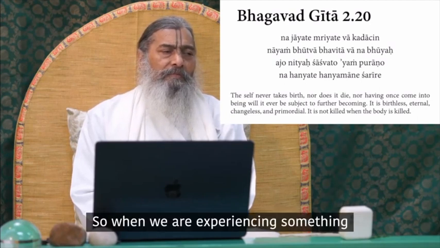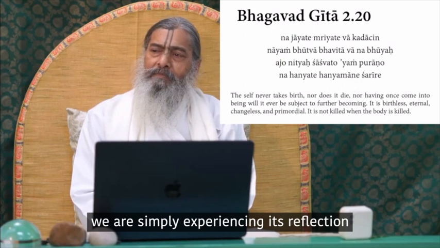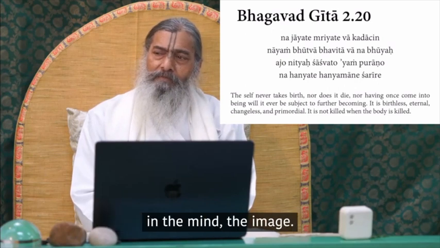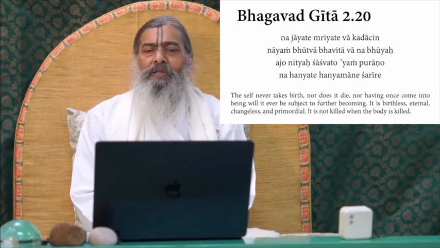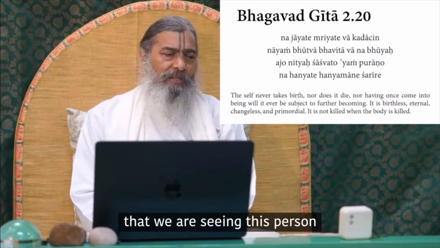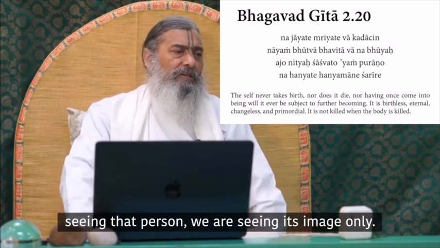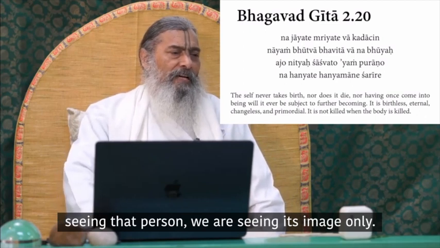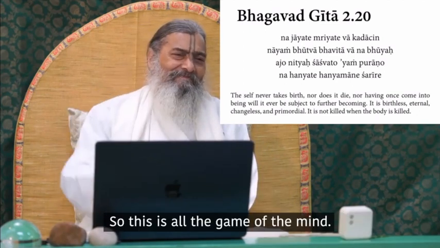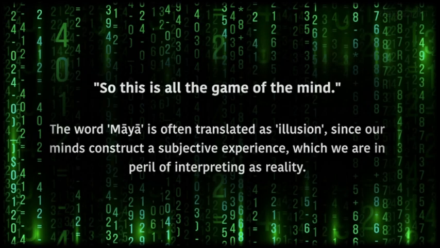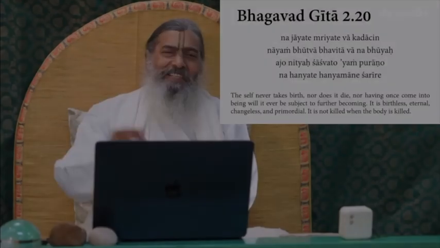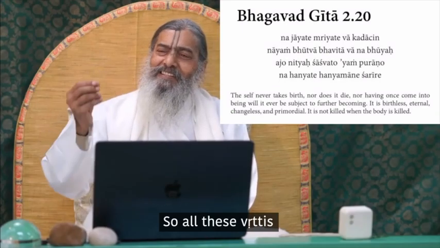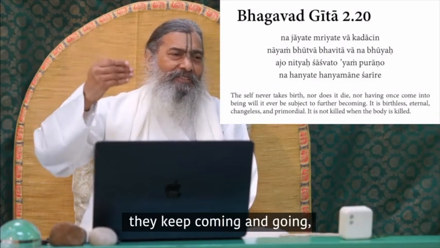So when we are experiencing something, we are simply experiencing its reflection in the mind, the image. And then we say that we are seeing this person or anything. Actually, we are not seeing that person. We are seeing its image only. So this is all the game of the mind. All these vṛttis keep happening in the mind. They keep coming and going.